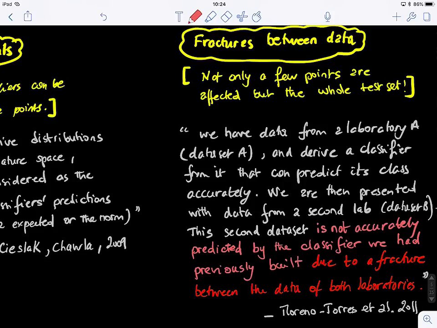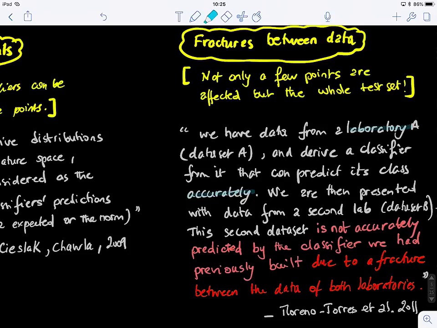So if we have data from a laboratory A, we call it data set A, and we derive a classifier from it that can predict its class accurately. So this is in the training. We trained on a first data set that came from lab 1 or lab A, right? Then we get another data set. So this is what we call multi-center data, for example when you're collecting medical data from hospital 1 and then hospital 2, and believe me, this is a real problem.